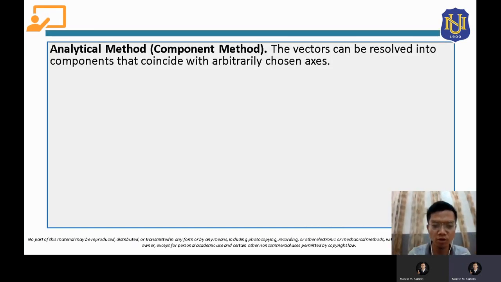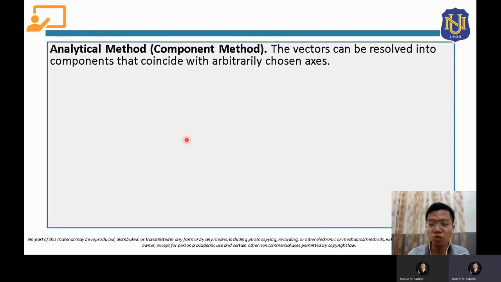This is the second method, and the method that we're going to use to solve for the resultant of three or more concurrent forces. This is called the analytical method or component method. For this method, the vectors or forces can be resolved into components that coincide with arbitrarily chosen axes. The chosen axes that we're talking about here are the x and y axes.